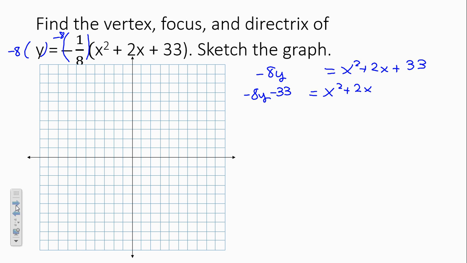All right, so we want to complete the square. What's going to make a perfect square on the right-hand side? One. So if we add half of the middle term, half of 2 is 1, squared is 1. We're going to add 1 to both sides of the equation to balance it. Because we want to make this a perfect square, so it can be an x plus or minus something quantity squared. Okay, that way we can find our vertex. So this is x plus 1 quantity squared, and this is negative 8y minus 32. So I take that negative 8 out.